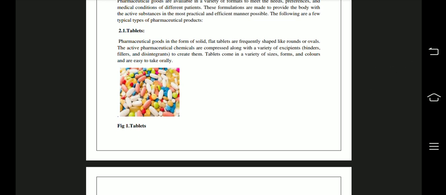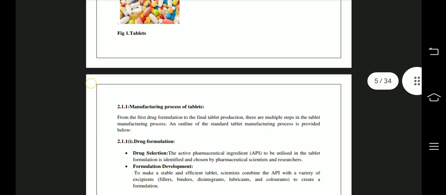The first type is tablets. Pharmaceutical goods in the form of solid, flat tablets are frequently shaped like round or ovals. The active pharmaceutical chemicals are compressed along with a variety of excipients, binders, fillers, and disintegrants to create them. Tablets come in a variety of sizes, forms, and colors and are easy to take orally.